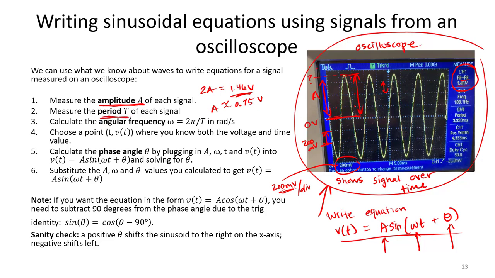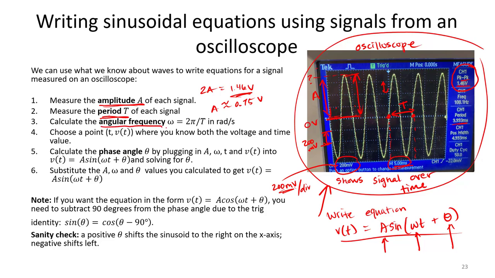Once we found our amplitude, the next quantity we want to find is period. On an oscilloscope, often you can directly measure period using the measure button. But if you do not have that, you can simply look at how much time it takes to complete one cycle. And in this case, we're told that each division on this oscilloscope is 5 milliseconds. So we see that our period is indeed about 10 milliseconds total.